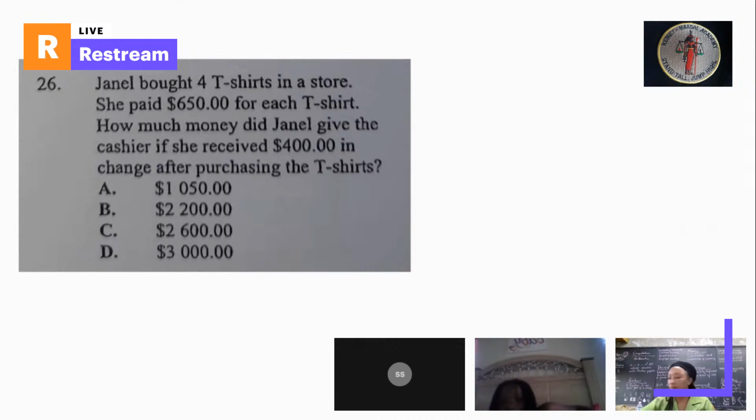Okay, Miss. So I multiplied 650 by 4, and I got 2,600. Then I added 400. So the original cost for the items was 2,600, so she gave them $400 more and got back her change. All right. So 4 times 650 is how much? 2,600. And you're saying the answer is 3,000. Oh, okay. So we add that to the change and we get the total. All right, that's correct.